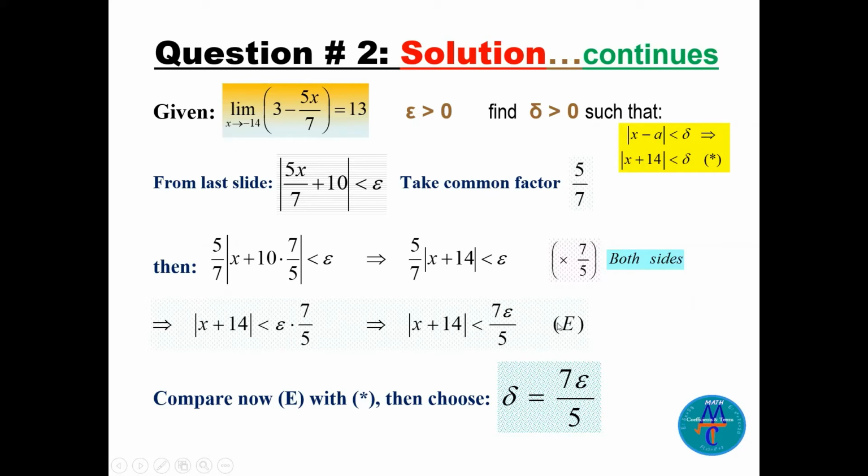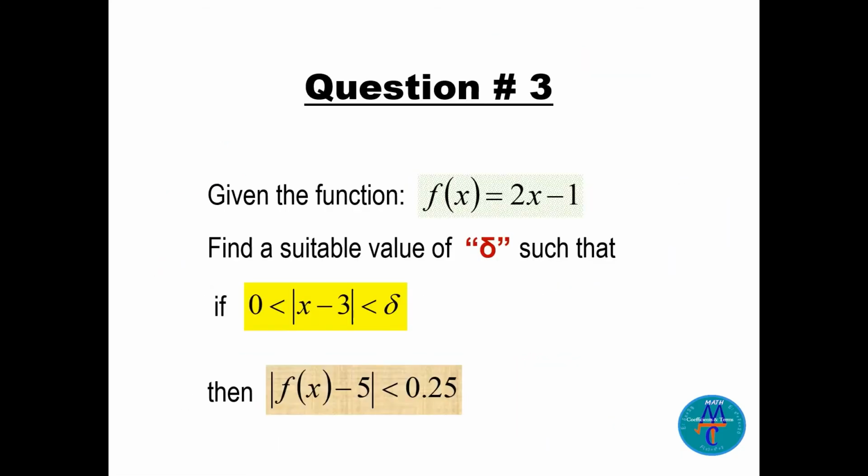Let's call this inequality E. Now please compare inequalities E and star. We say here the absolute value of x plus 14 less than 7 epsilon over 5. So we can choose delta to be 7 epsilon over 5.